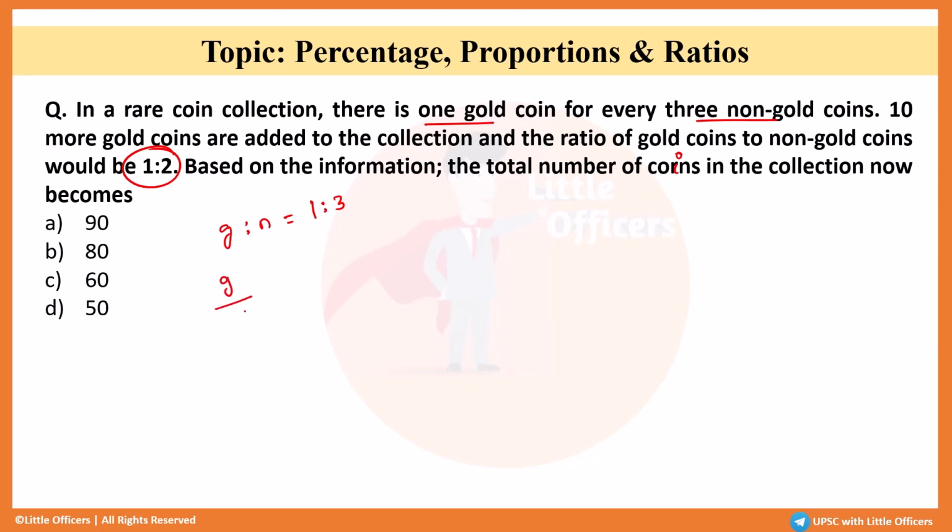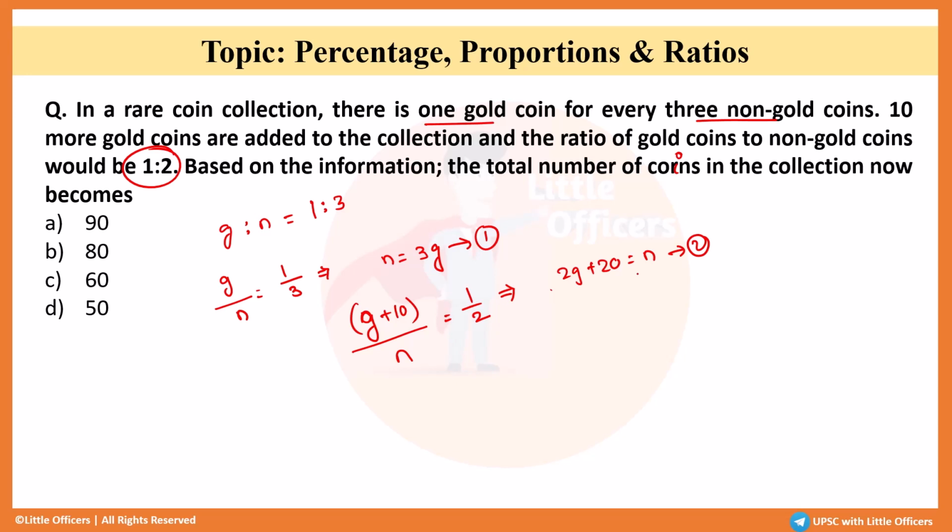So earlier given information, G to N is equal to 1:3. From here we can write N is equal to 3 times the gold coins. Okay, this is equation number 1. Similarly, second time it is given that when 10 more coins are added to the gold, then gold to non-gold, the ratio becomes 1:2. So from here, what we can say, 2G plus 20 is equal to N. This we can write, equation number 2. Now what we have to do, simply use the value of N here, that is 2G plus 20 is equal to 3 times G from equation number 1. From here, if we calculate, G is going to be 20.